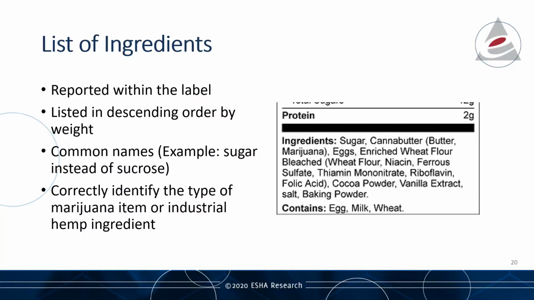The ingredient list for cannabis edibles is listed within the nutrition facts panel. That's different from the FDA food label that most of us are so familiar with. And in Genesis, you have the tools to help you create and format this list. Ingredients are declared in descending order by weight using common ingredient names. In the ingredient list, you want to correctly identify the type of marijuana item or hemp ingredient, such as concentrate, that the product contains.